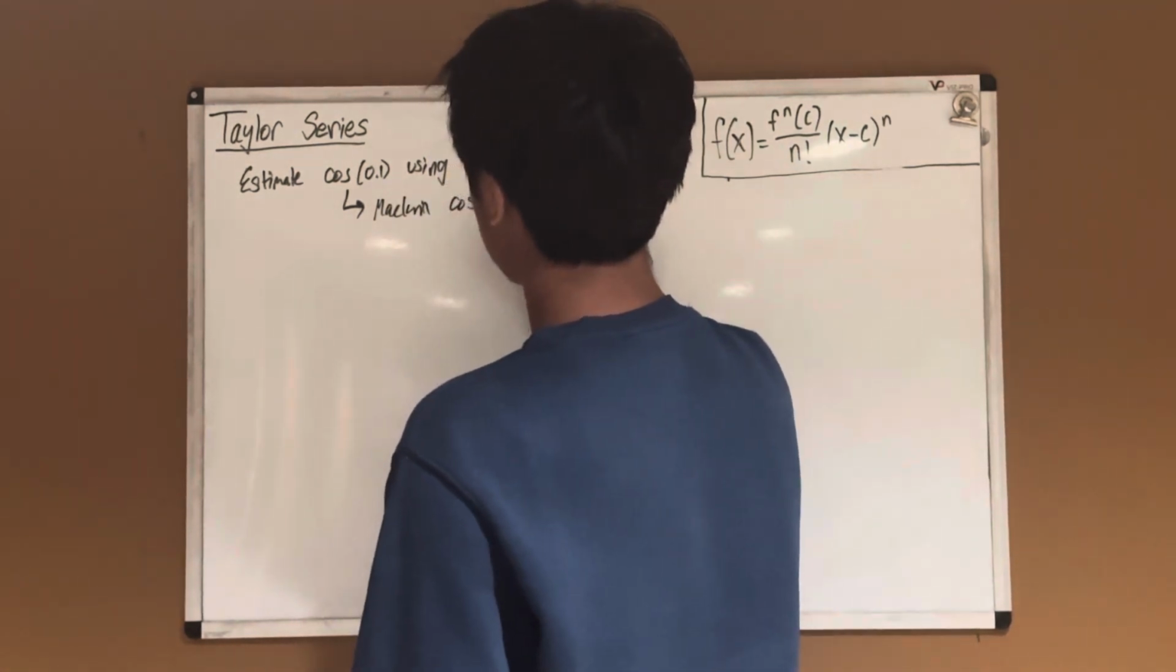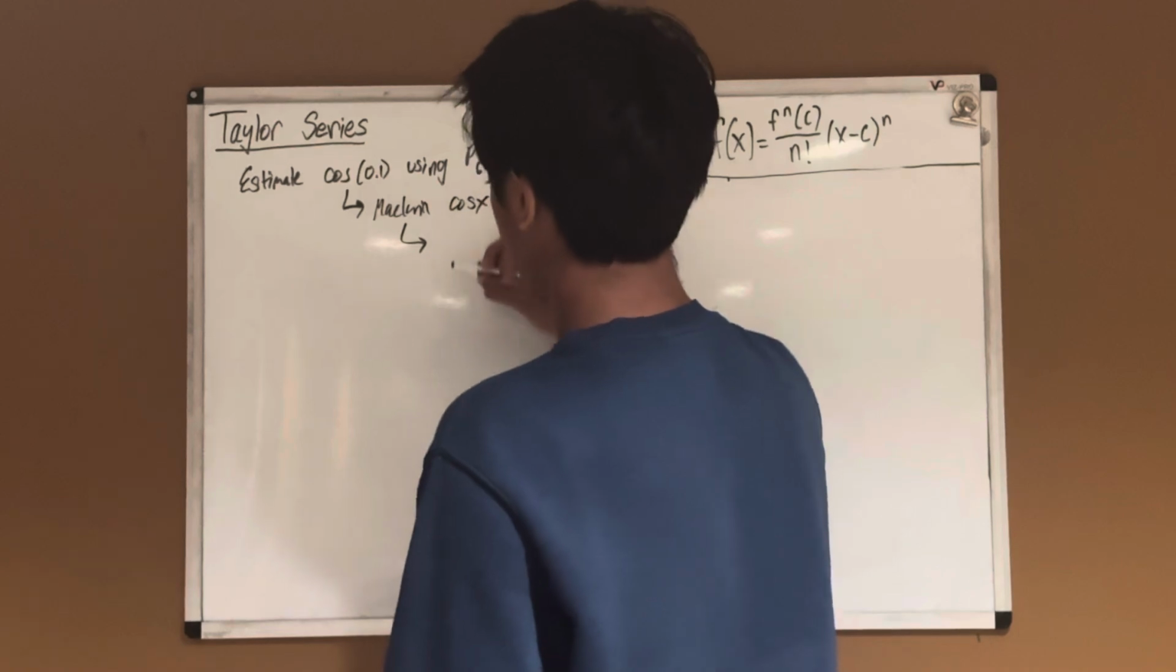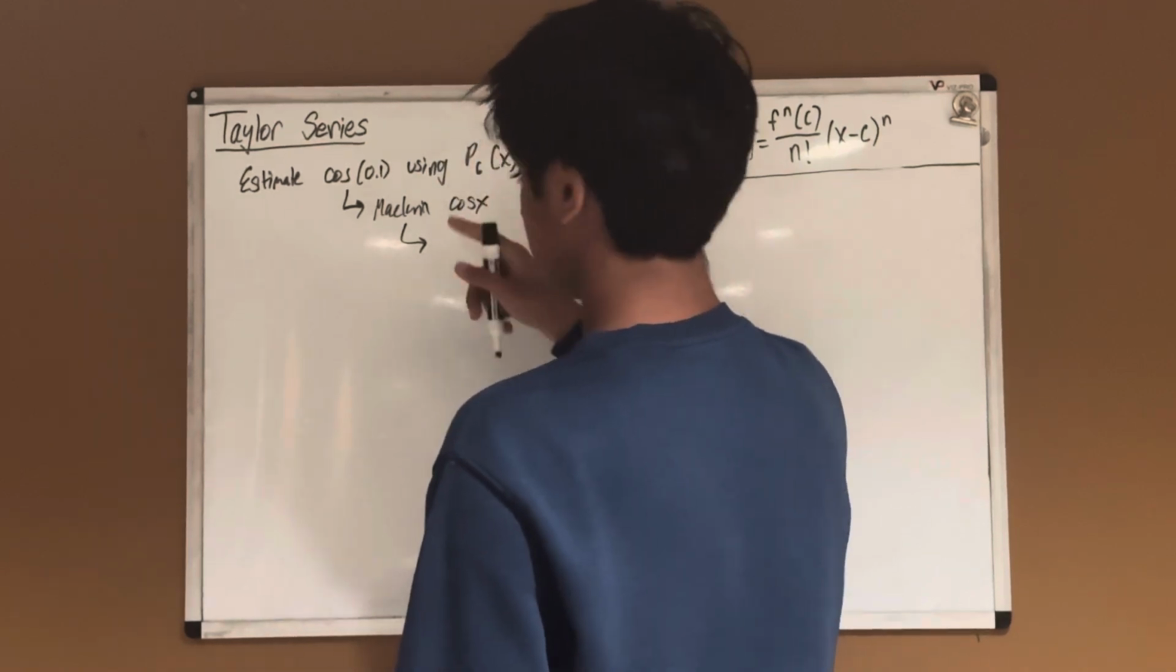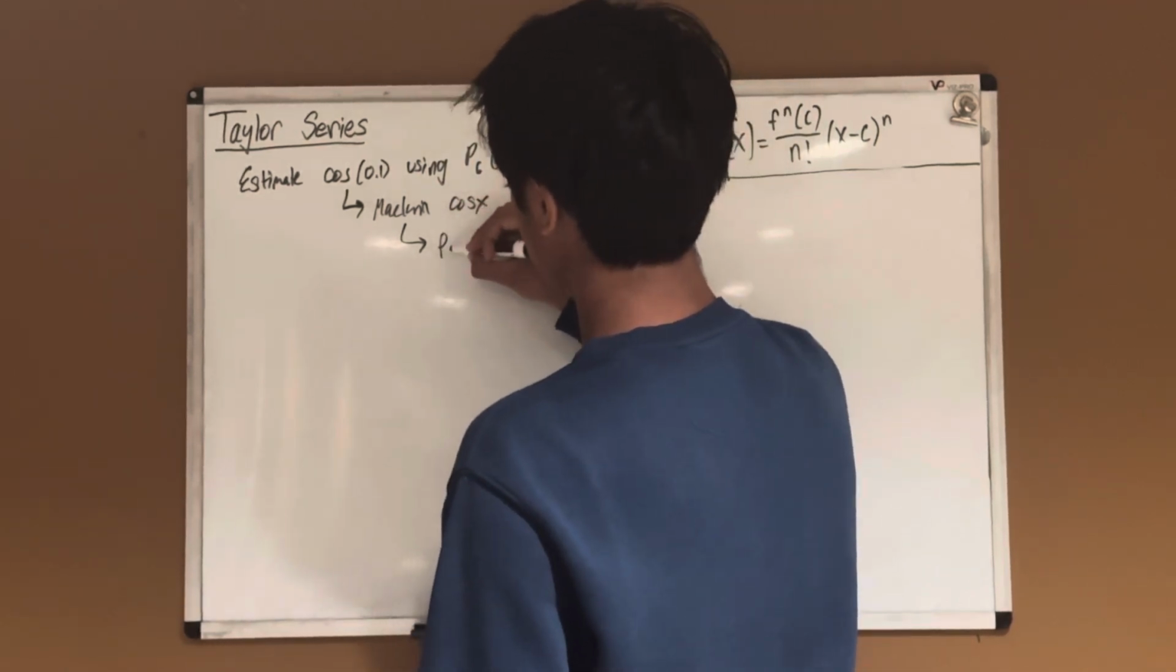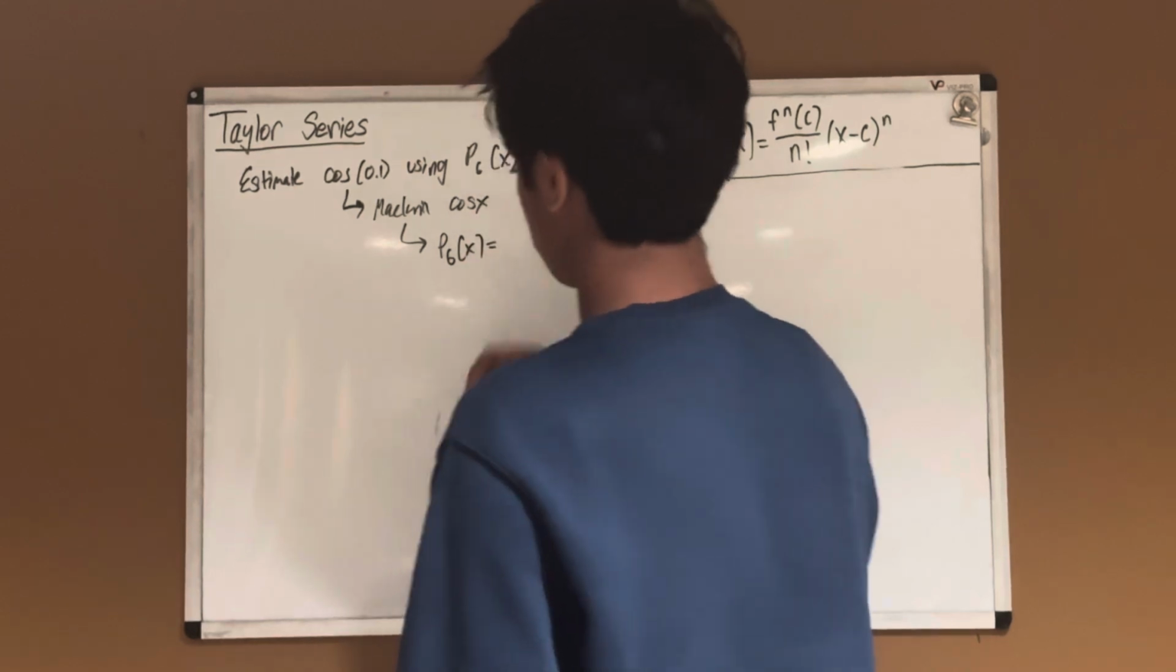of cosine of x. So the sixth degree Maclaurin of cosine of x is equal to, again, this should be something you memorized.